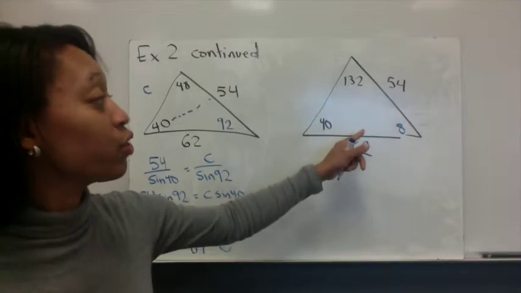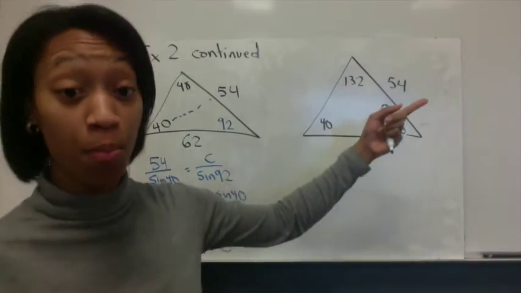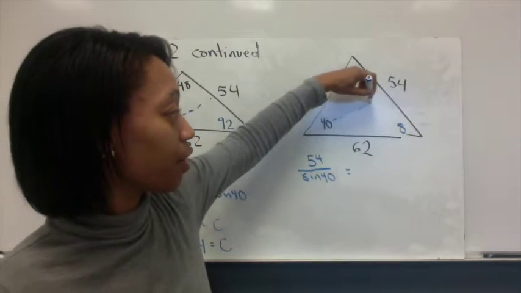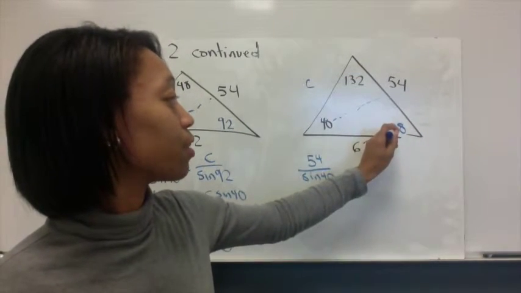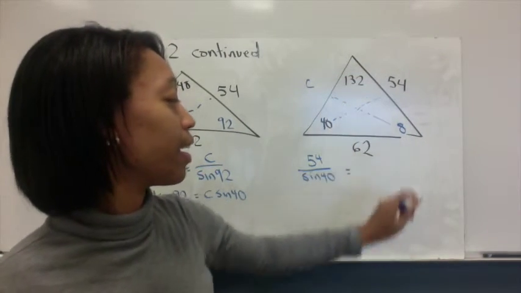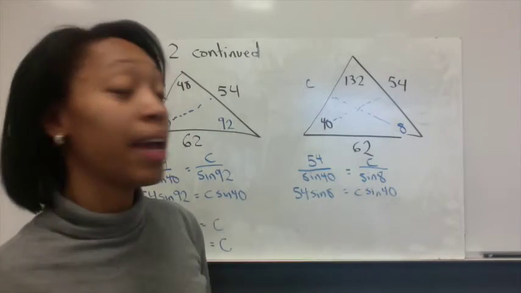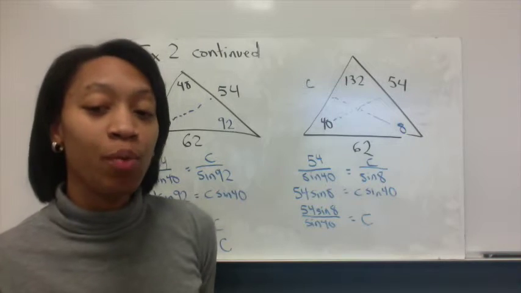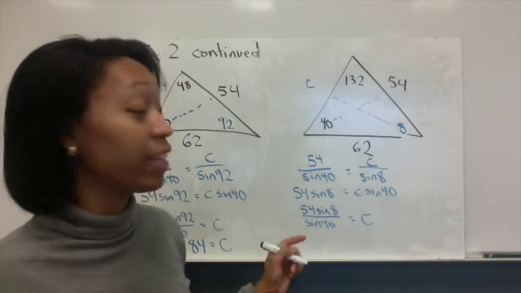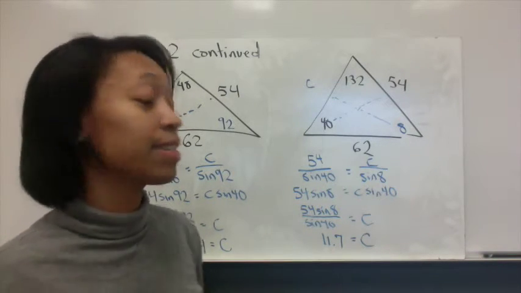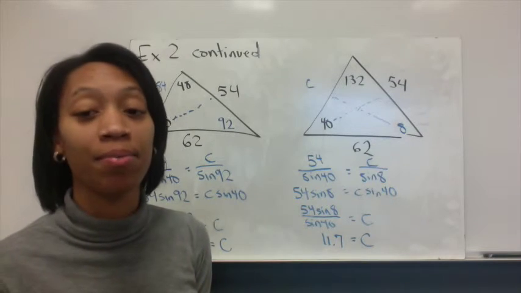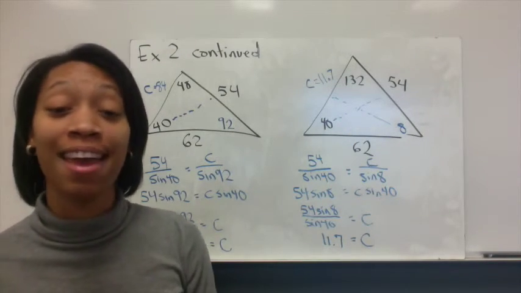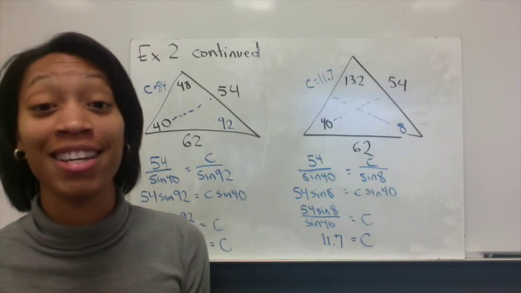Now we're going to do the sine rule again to solve the other possible triangle. So we have 54 over sine 40 equals C over sine 8. Cross multiply and divide by sine 40 gives us our value for C. We can put that into the calculator to get the answer for C, and this time C is 11.7. So I've solved both possibilities. All right, and that is how you use the sine rule.